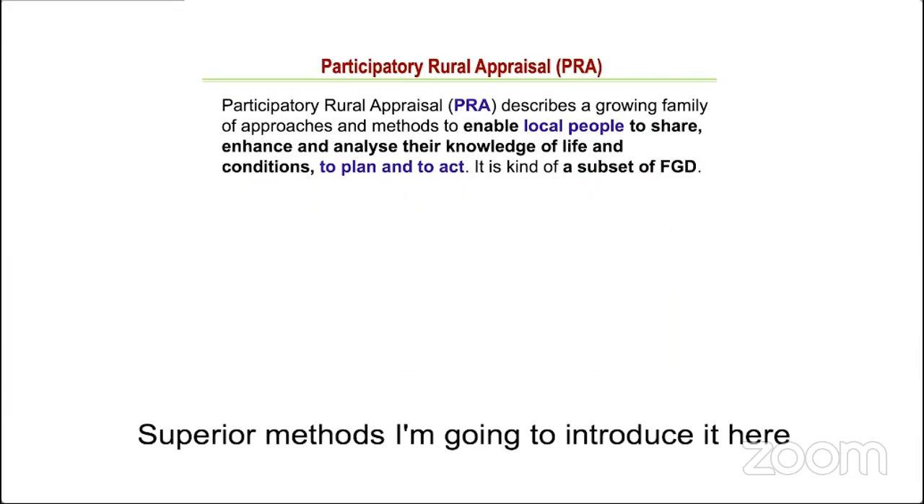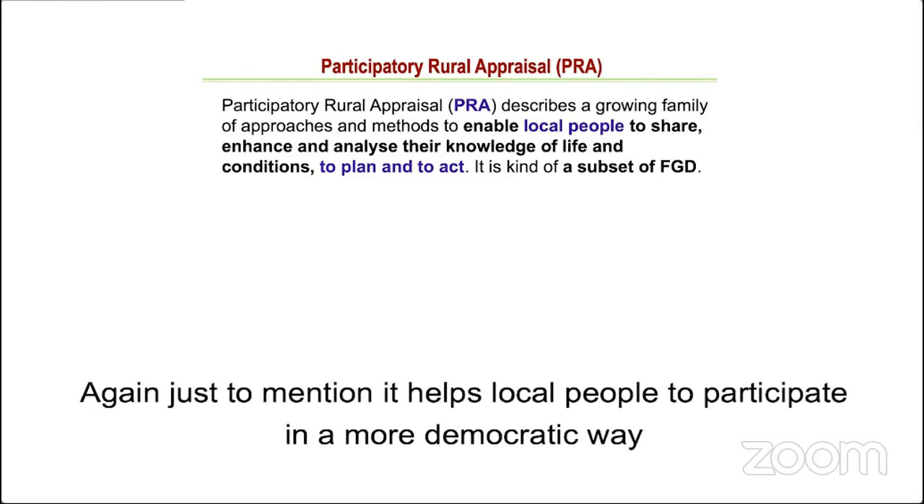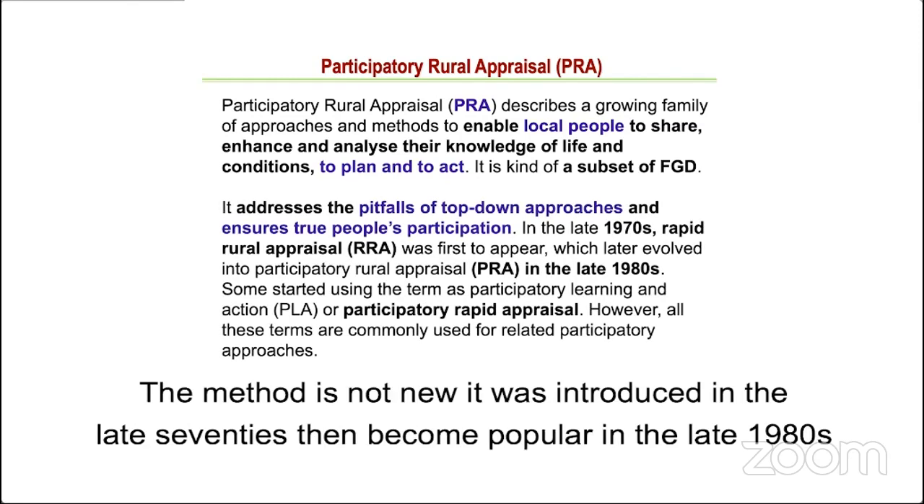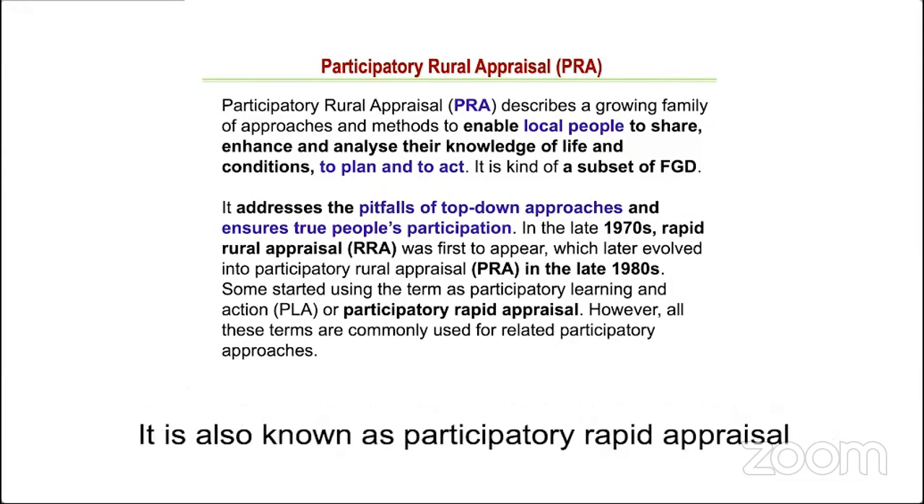So PRA methods, I'm going to introduce it here. Again, just to mention, it helps local people to participate in a more democratic way, and they can be involved in planning and acting. The method is not new. It was introduced in the late 70s, then became popular in the late 1980s. It is also known as participatory rapid appraisal.